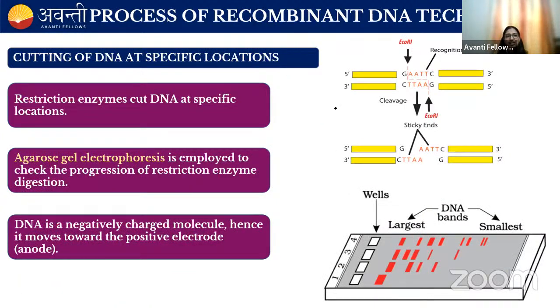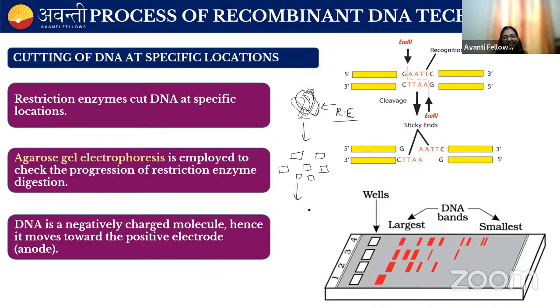So now let's discuss the process of recombinant DNA technology. For example, this is a genome, and this genome has a lot of genes. I have to take out only the gene of interest. First, I have to expose this genome to a restriction enzyme, right? The restriction enzyme will cut this genome and we'll get fragments of DNA.